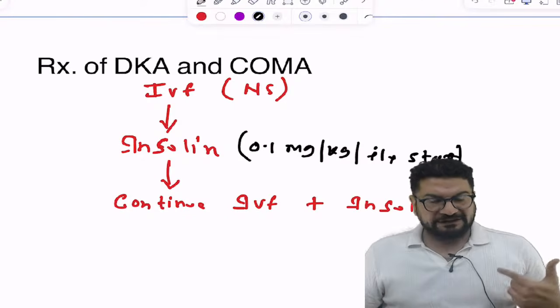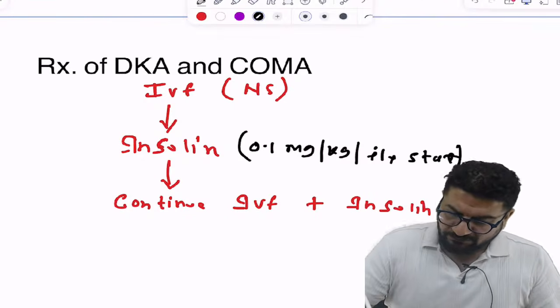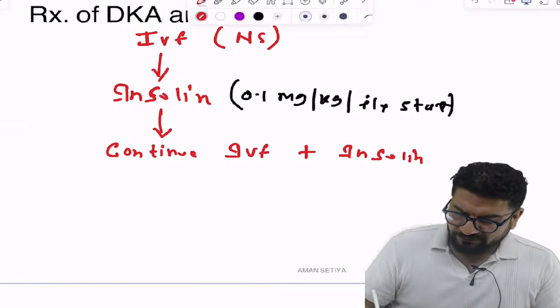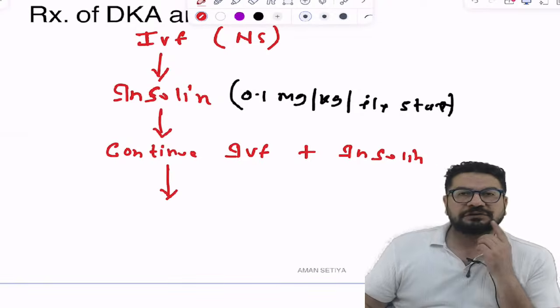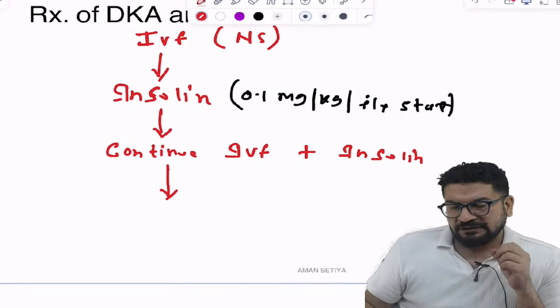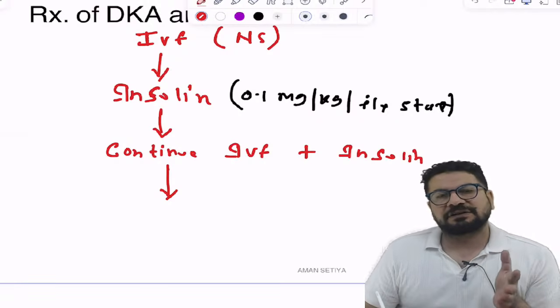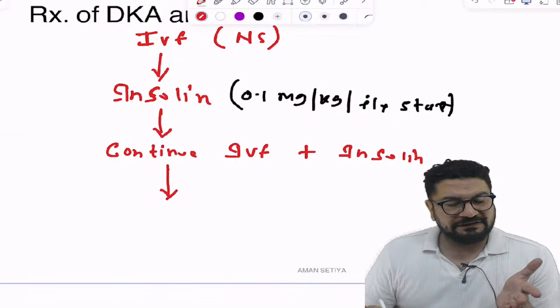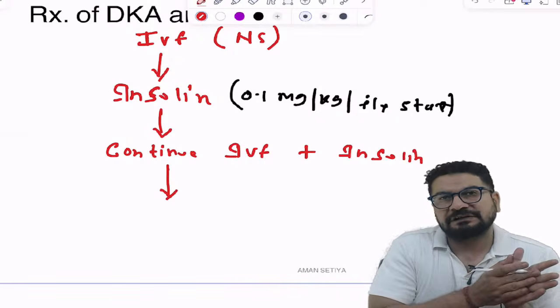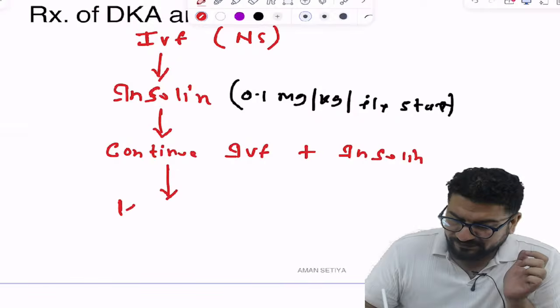Suppose my weight is 80 kg, so you have to give me 8 units. Then we continue both IV fluid and insulin. Understand this thing: insulin will drag potassium from the blood. I can say it will send potassium back into the cells. So we have to supplement the potassium. So we give KCl.